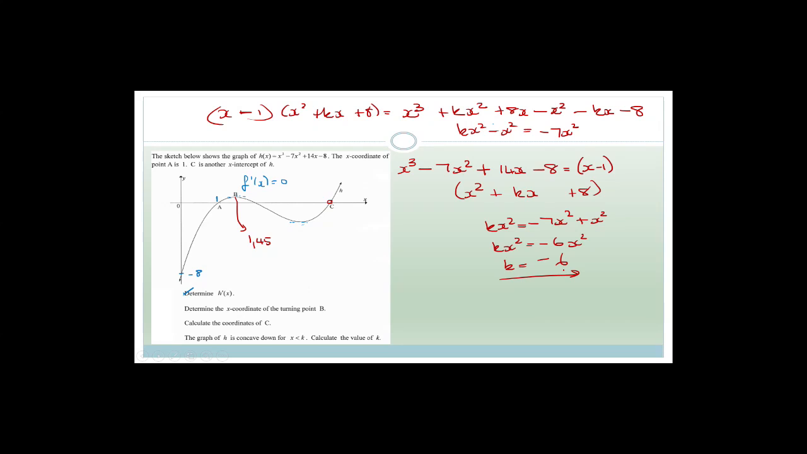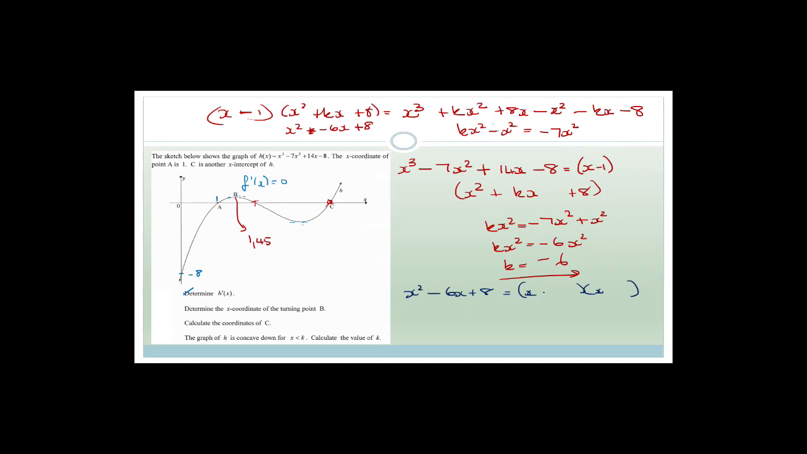There you go. So that's how you work out k. So now we know that this is going to be x squared minus 6x plus 8. Now we need to factorize this because now we've got the x minus 1. We now need to find these two points here, and that can come from that. So let me just change color. So we get x squared minus 6x plus 8. Okay, we can factorize that into x and x.